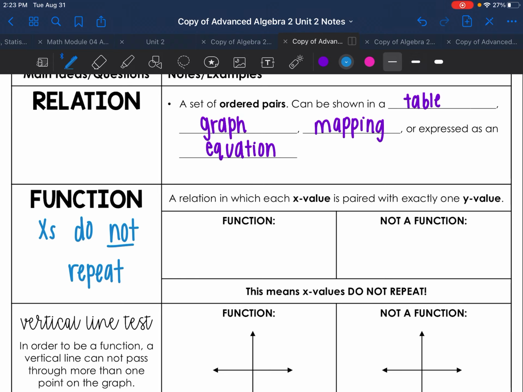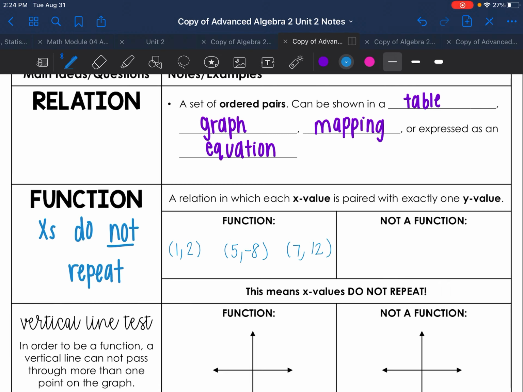So let's look at an example. I'm going to list 3 points that are a function. So for example, 1, 2, 5, -8, 7, 12. That is an example of a function, because all the x's are different.